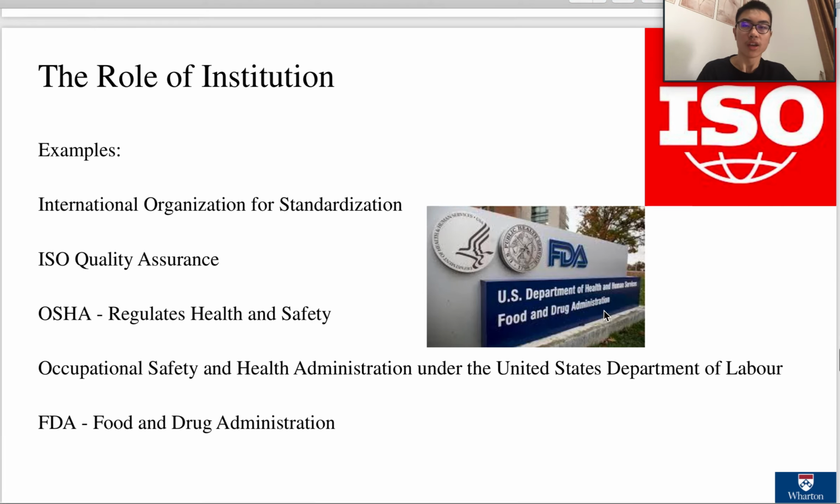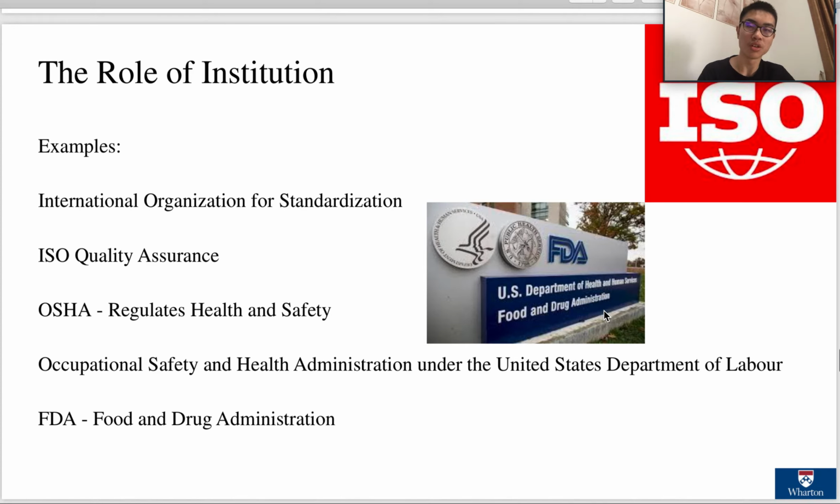Okay, lastly, I want to talk about the role of institution. Institution basically means governments regulating production, business operations, or product quality. Examples are the International Organization for Standardization, like the ISO quality assurance, and OSHA, the Occupational Safety and Health Administration under the U.S. Department of Labor, and the FDA, the Food and Drug Administration, which is in charge of managing food, beverages, and drugs in the U.S.